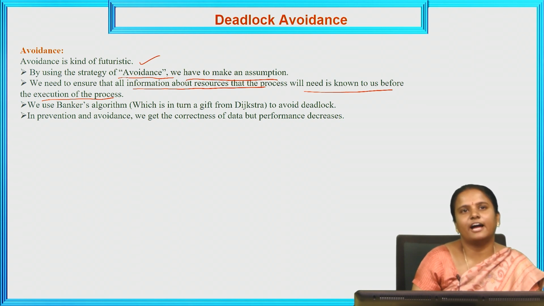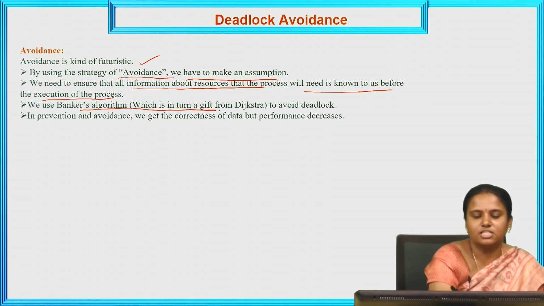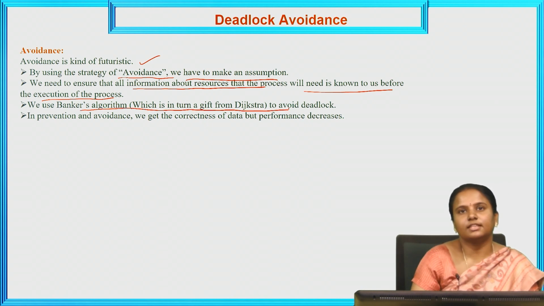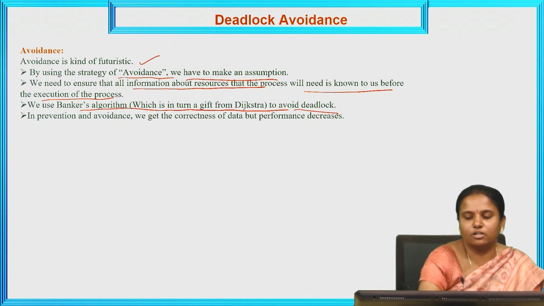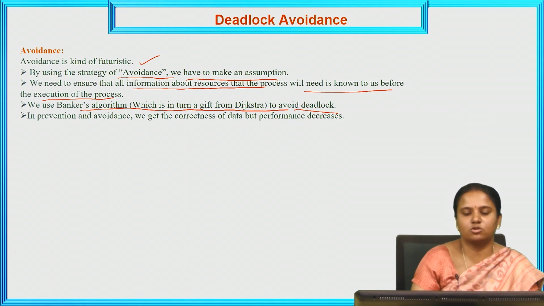So by avoiding this deadlock, we can gather the information about the resources that the process needs before the execution of the process. Until the information is gathered before the execution, the process cannot share the resources. So we use Banker's algorithm to avoid deadlock. This Banker's algorithm we are going to see in the next session.